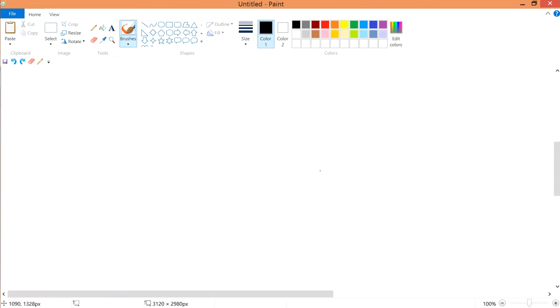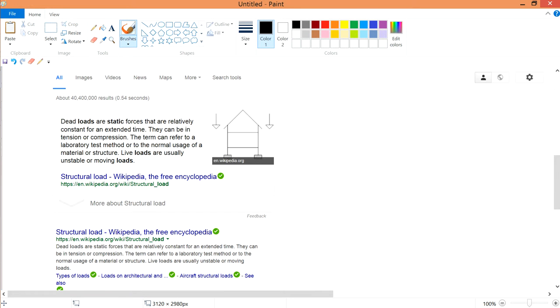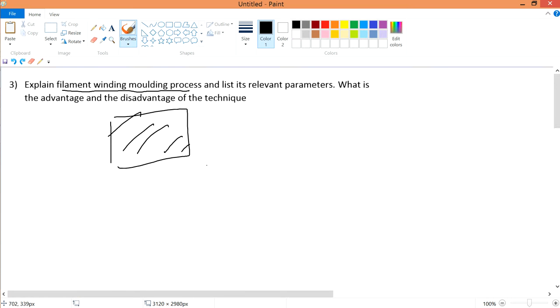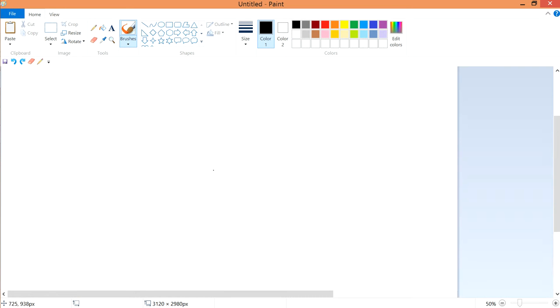Right, it'll be easier to draw. Okay, so this so-called roof over here is the house. The weight of the roof will be transferred through the pillars and transferred to the ground. So these are all the static load, and moving loads are loads that are moving. So these are all static loads and the impact load that we are talking about.